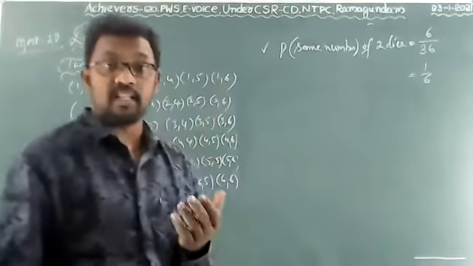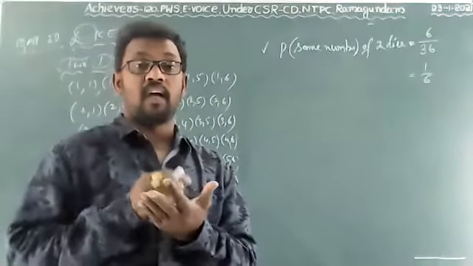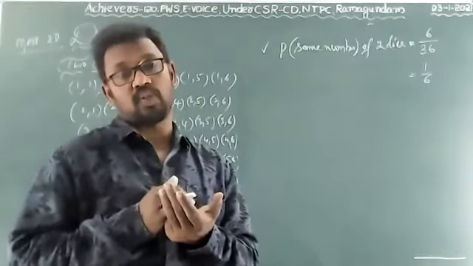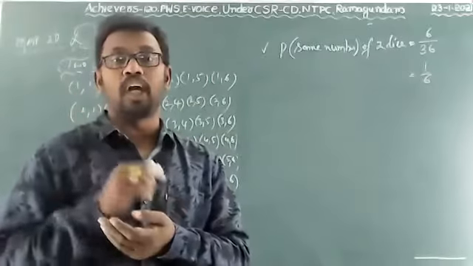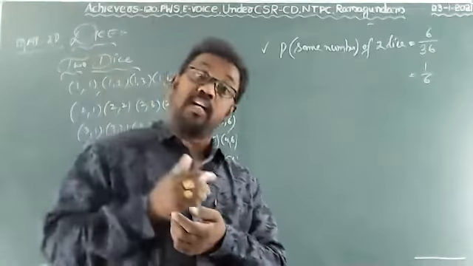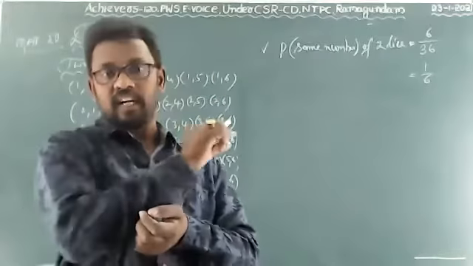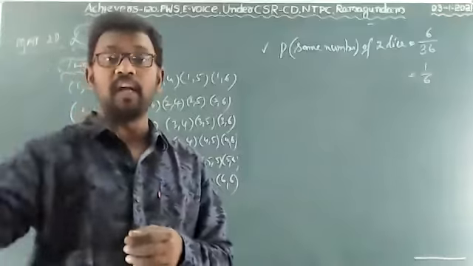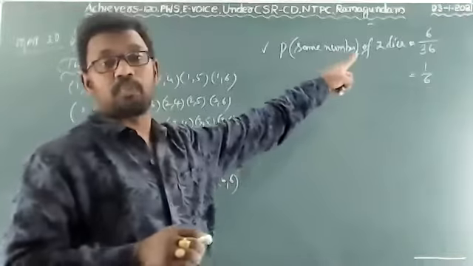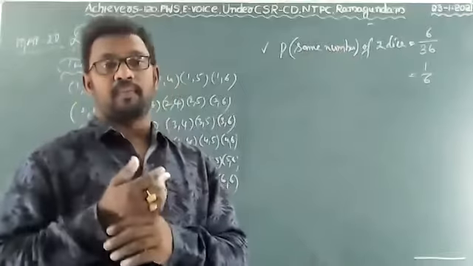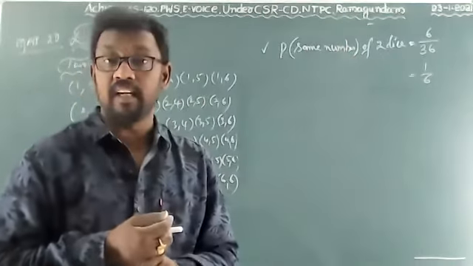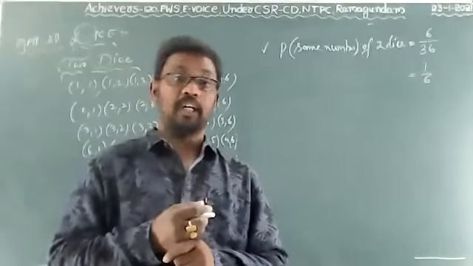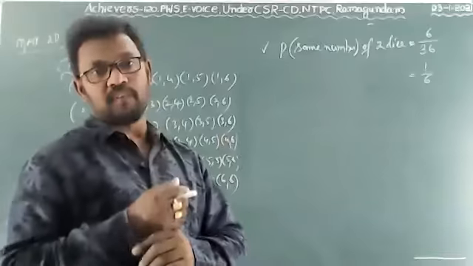Suppose you want to go the statement way. What is the first? Number of favorable outcomes of the same number on 2 dice is equal to 6. Total number of outcomes of 2 dice is equal to 36. Probability of getting the same number on 2 dice is equal to number of favorable outcomes by total number of outcomes, that is equal to 6 by 36, which is 1 by 6. This is the way you have to maintain. Compulsorily, in every case, you have to maintain the formula. That is most important. Got it?